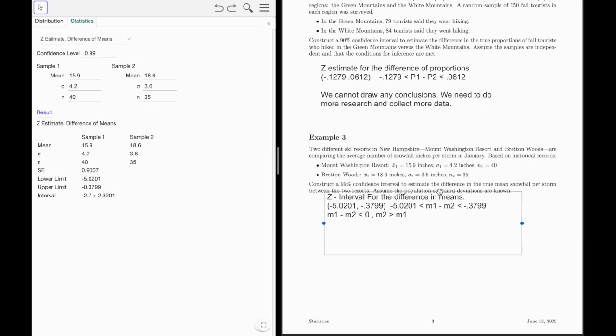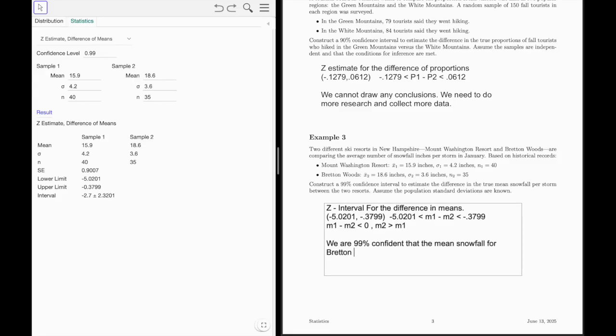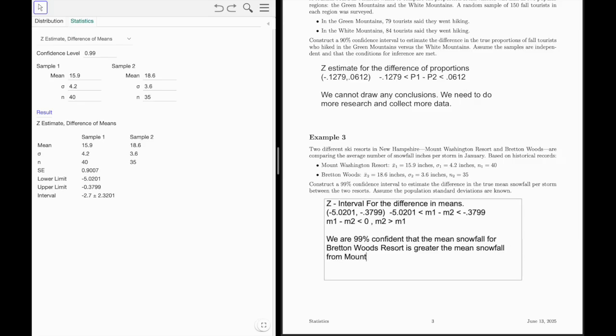So my conclusion is going to read, we are 99% confident that the mean snowfall for Bretton Woods Resort is greater than the mean snowfall from Mount Washington.